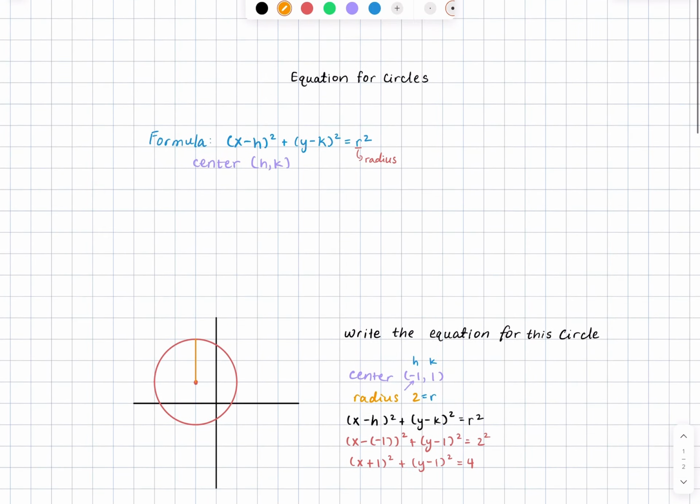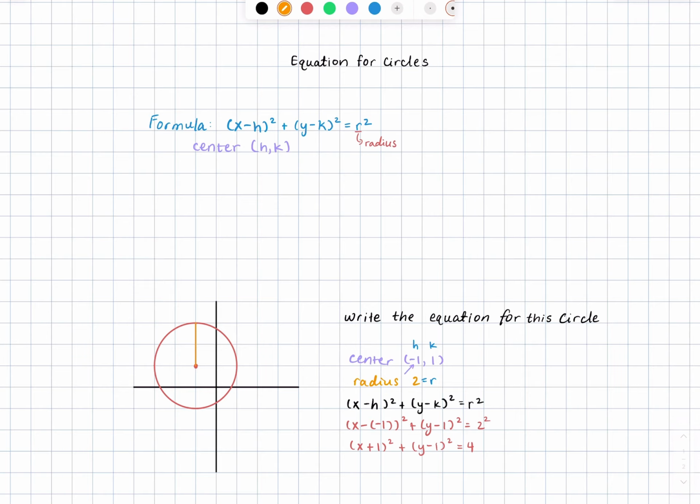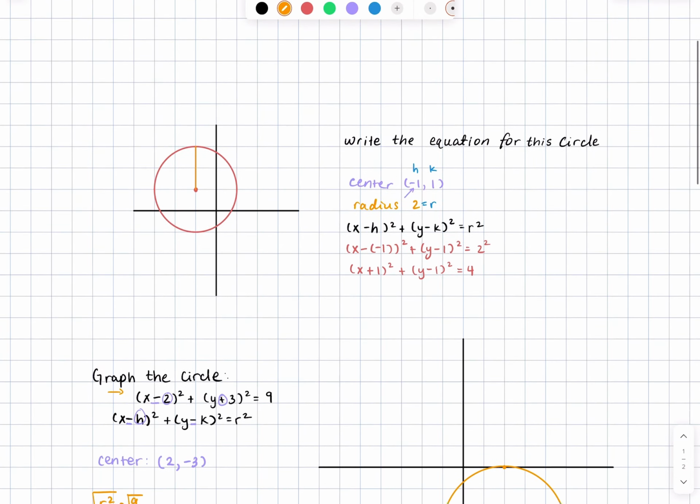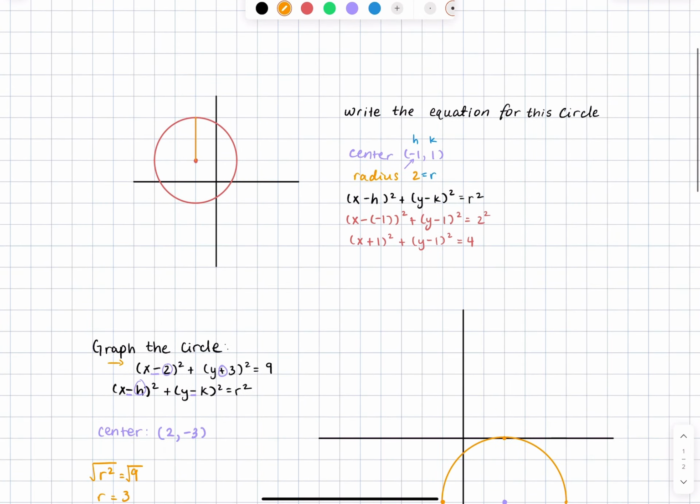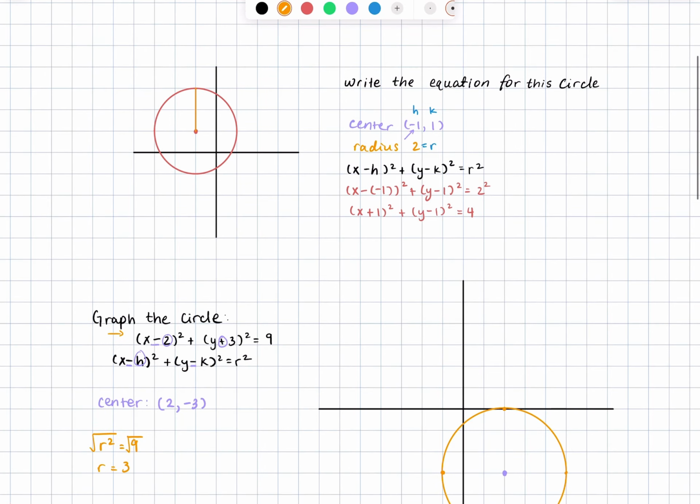And that is the circle equation. You can either graph it, or you can derive the equation from the circle on the graph.